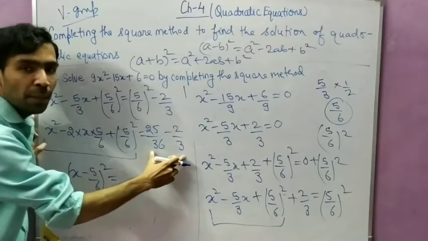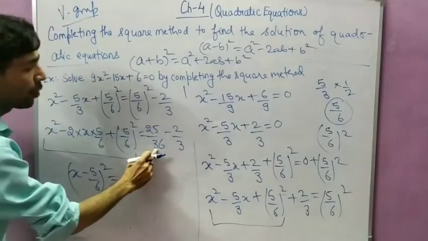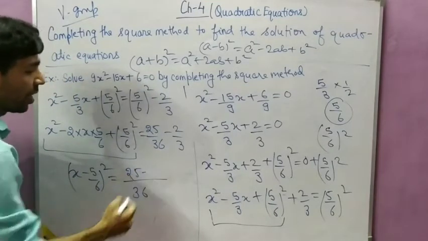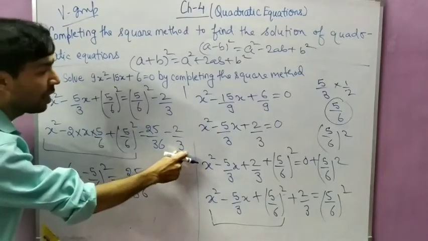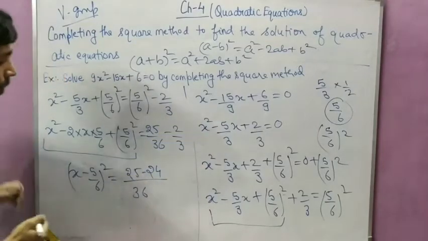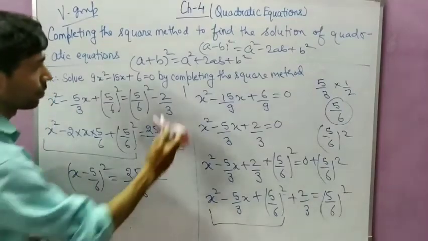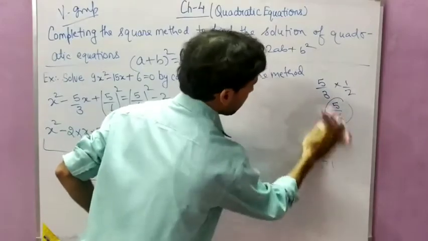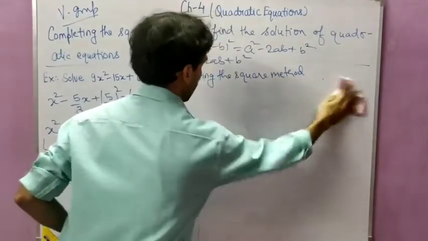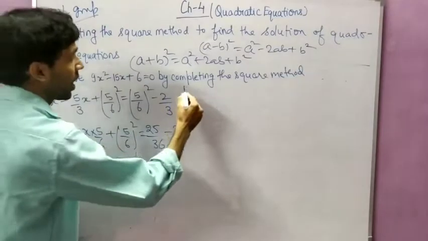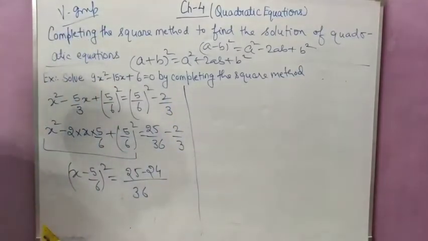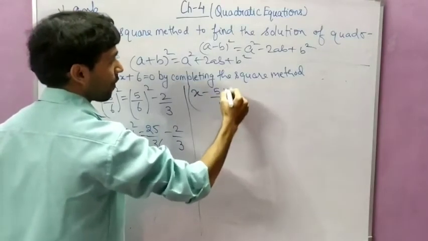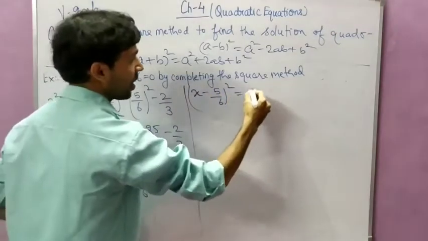Now this can be solved by taking LCM. So the LCM of 36 and 3 will be 36. So here will be 25, and here 36 divided by 3 is 12, and 12 twos are 24. Okay. Now it is a little bit different, you will easily understand, don't worry. One or two questions it will take time, otherwise after that you can easily solve. Now here (x minus 5 by 6) whole square, and here will be 1 by 36.